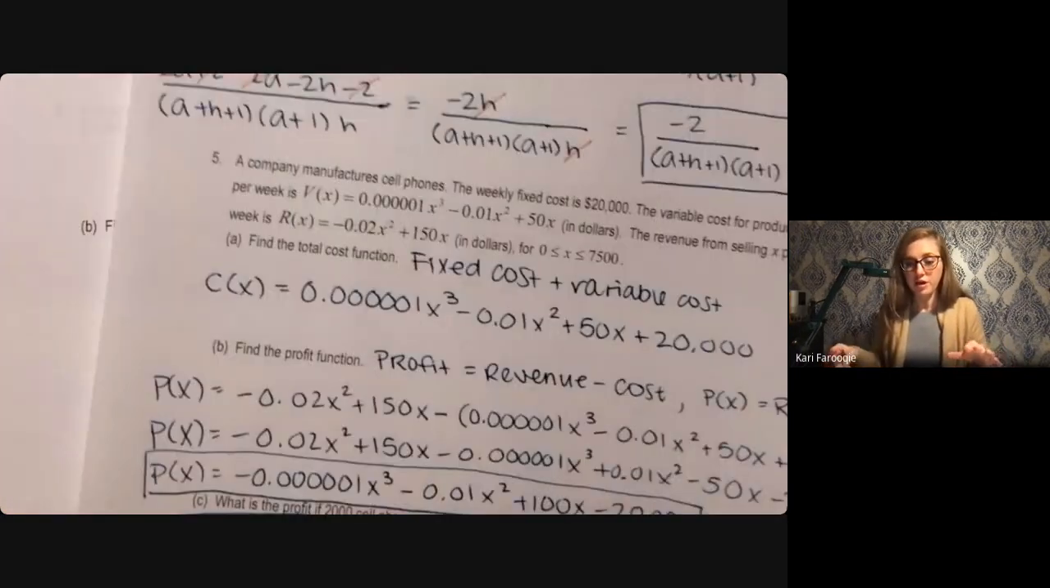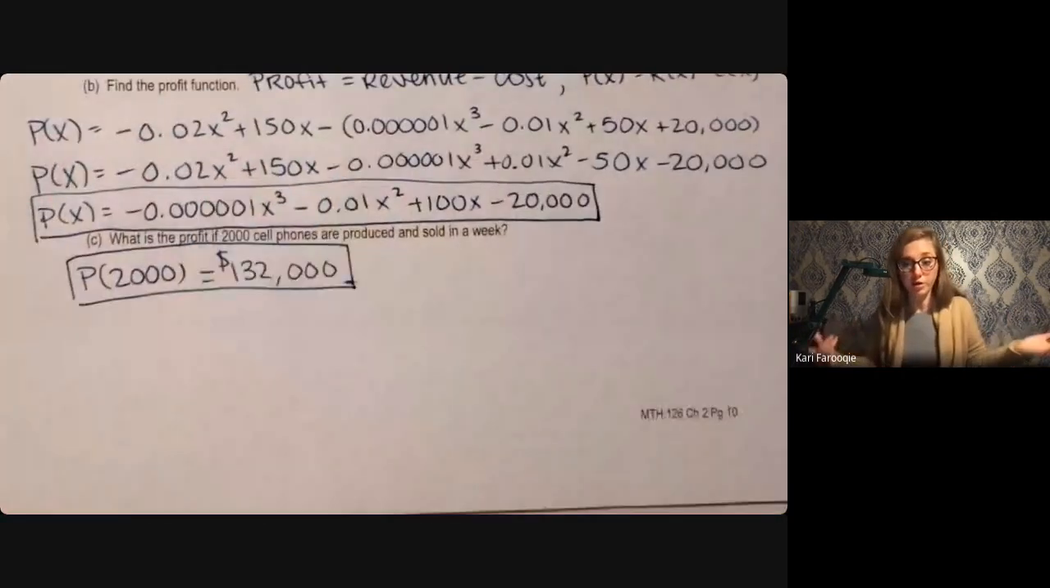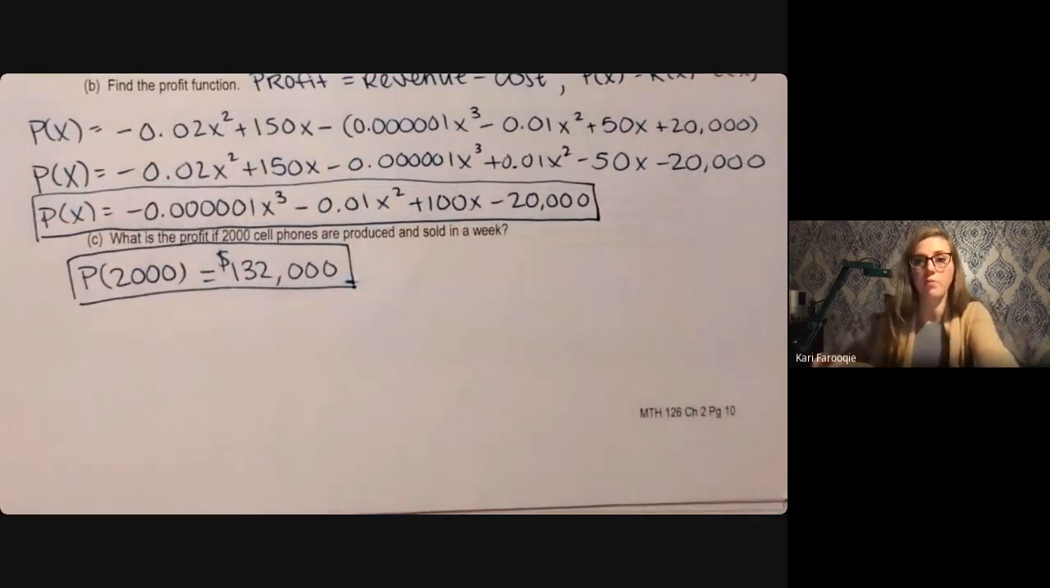All right, so that is all I had to say about 2.2. Next time we'll talk about 2.3 and build some mathematical models and use supply and demand and talk a little bit more about profit, revenue, and cost.